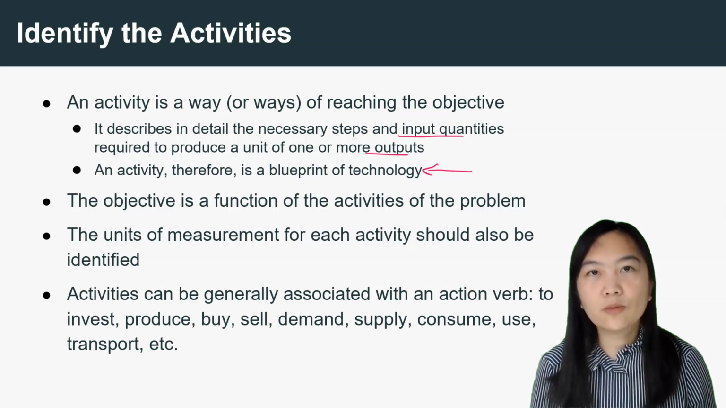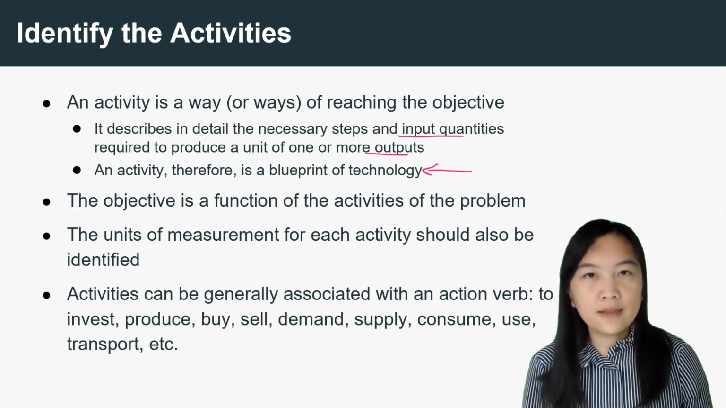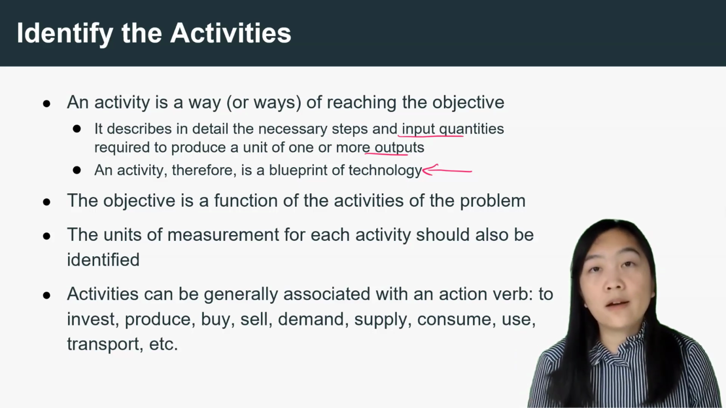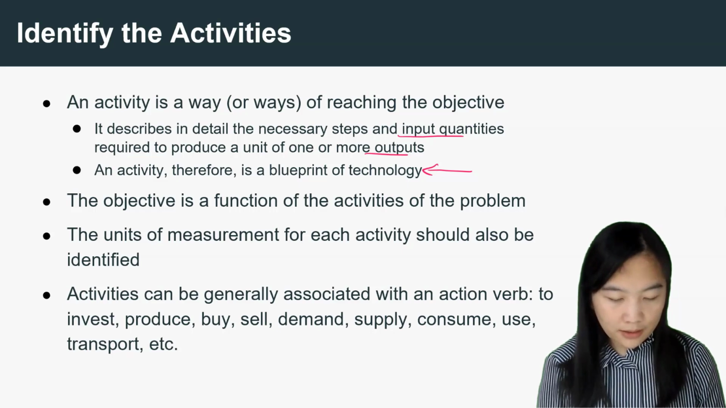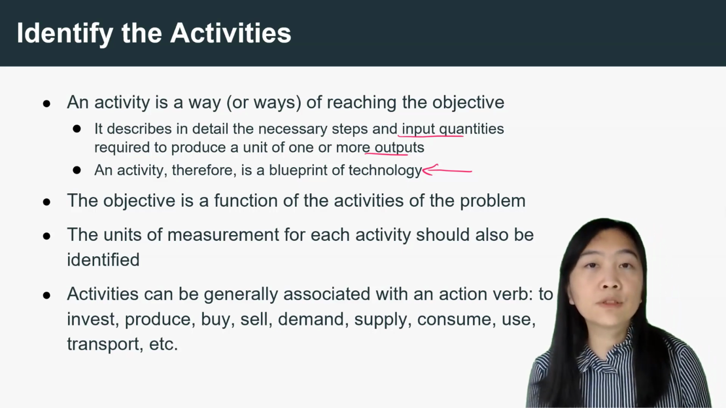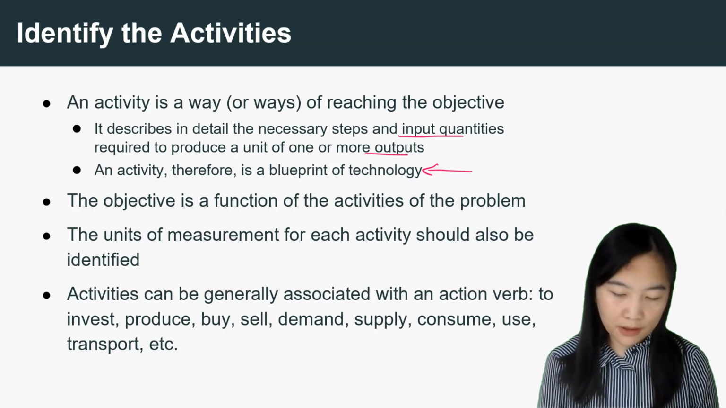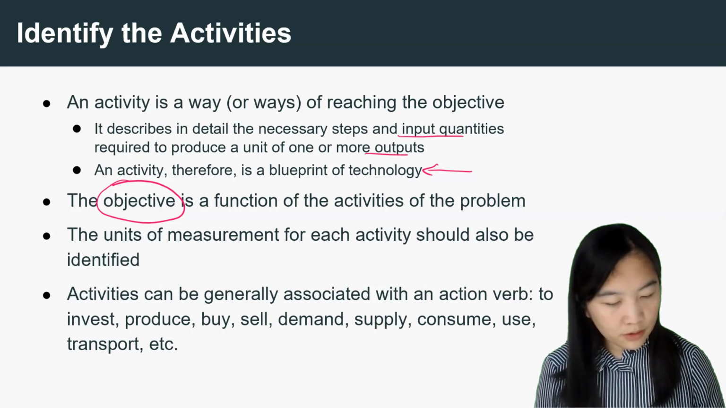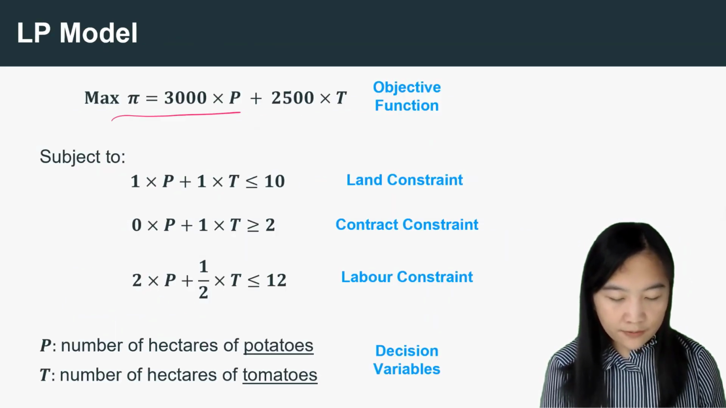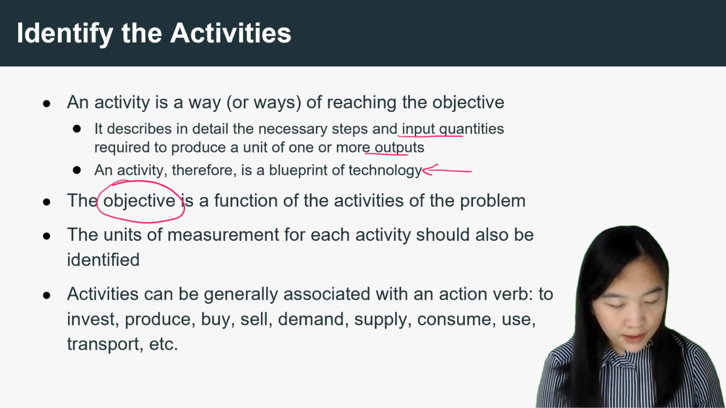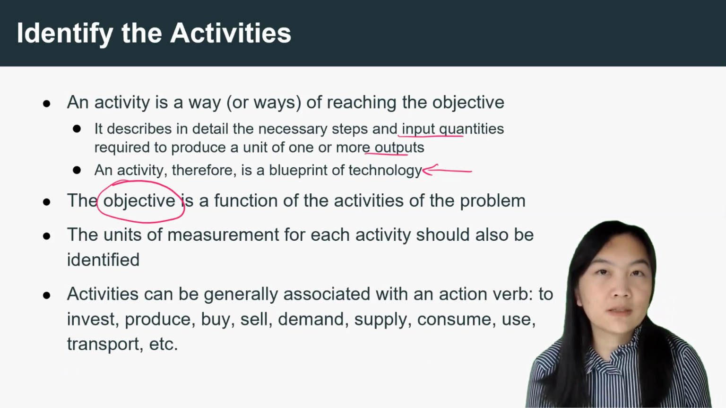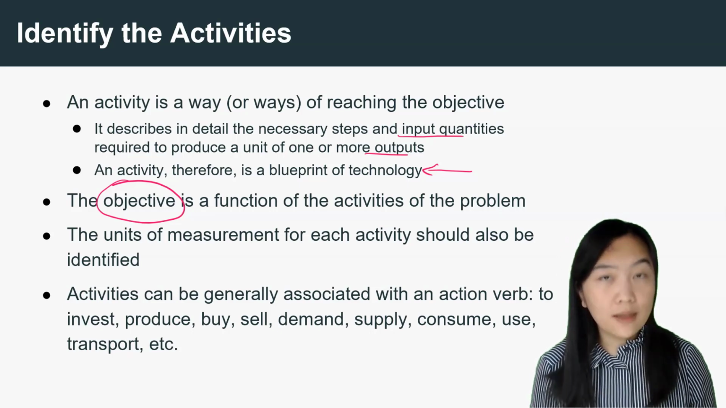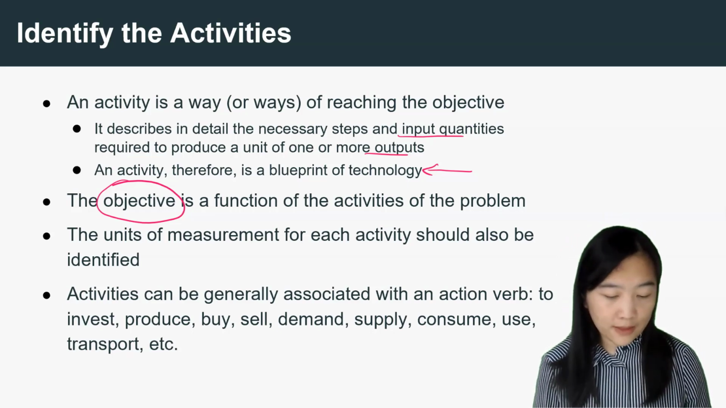Once you decide what the activities are, then you probably have a very good idea of what the production technology is. And why do we have to identify the activities first? It is because of the objective that I showed you before. The objective will be a function of the activities. So in order to write the objective function, you first have to figure out what the decision variables or the activities are.